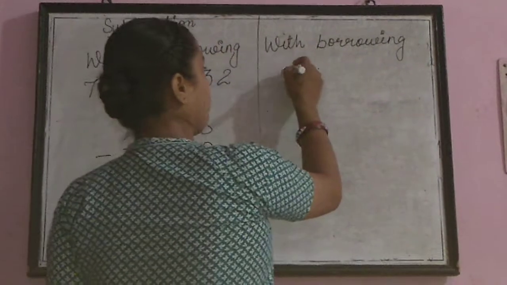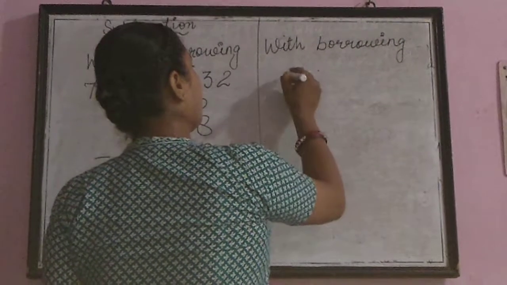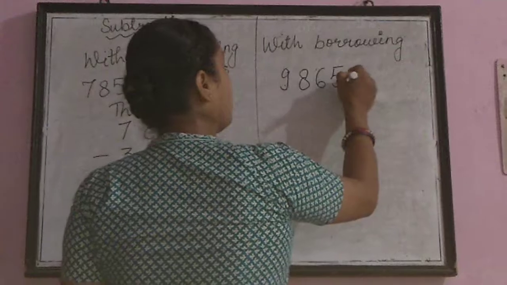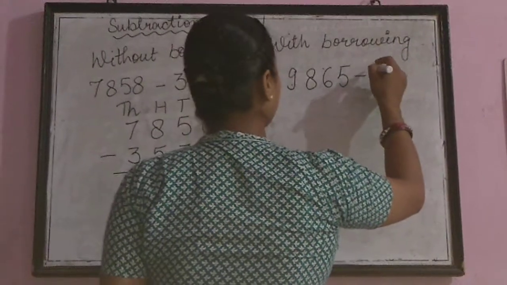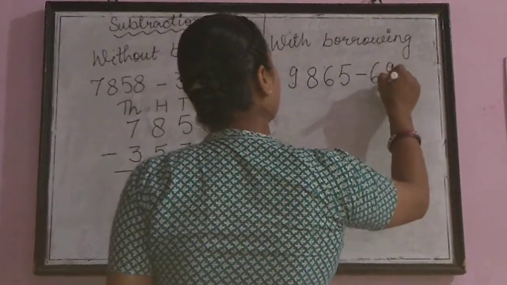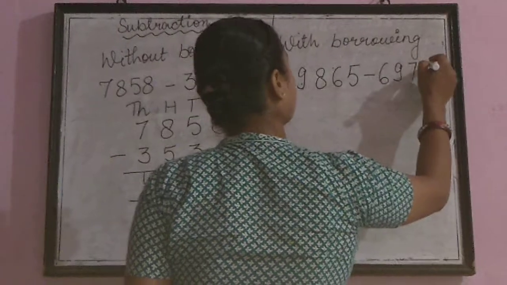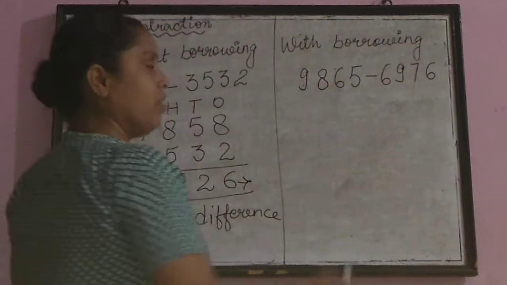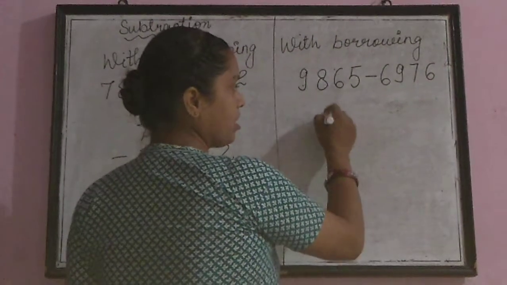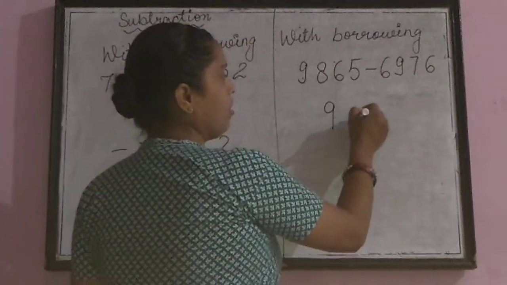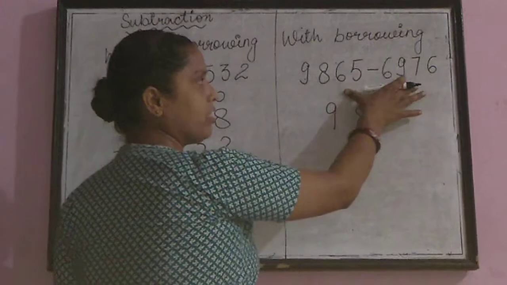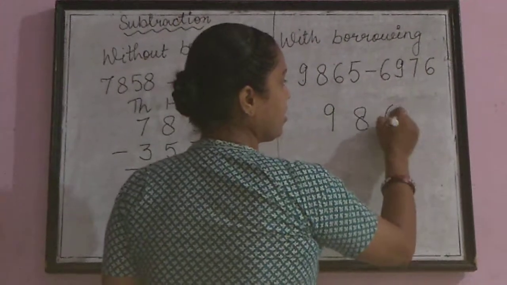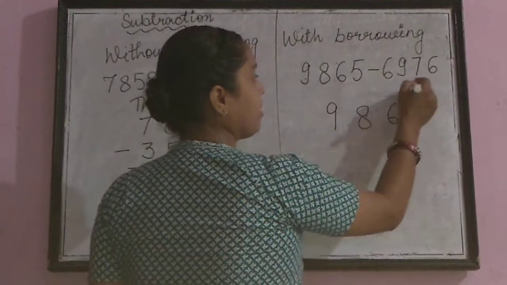Let's have an example for this also. 9,865 subtracted from 6,976. Again, children, write in column, that is, write in a line-wise arrangement. First, I will be writing the bigger number among these two. This is the bigger number, 9,865, and then I will be writing my place values.